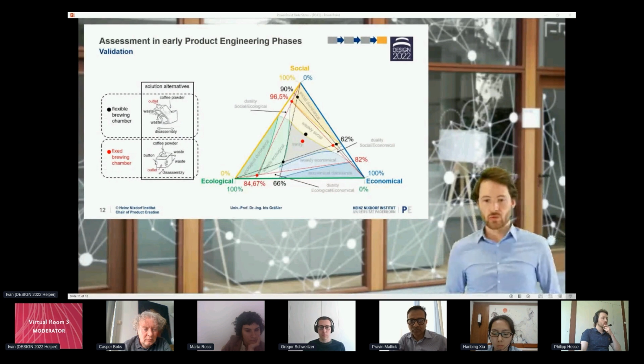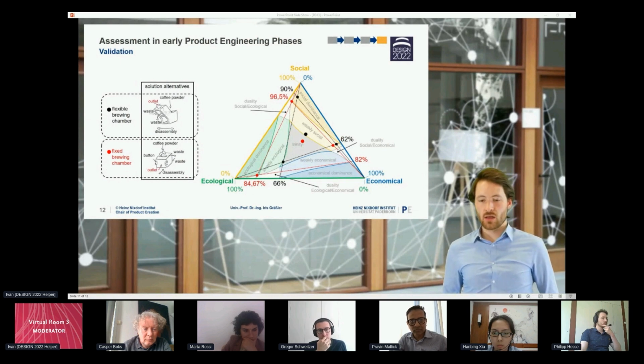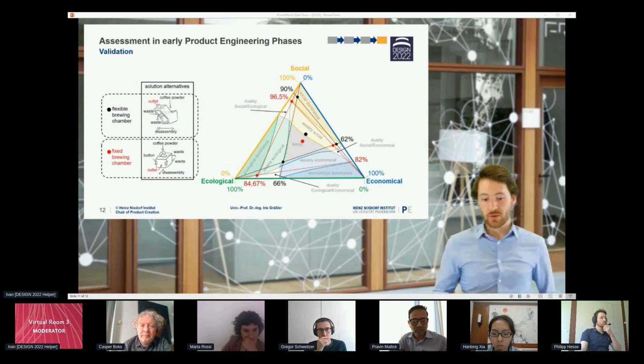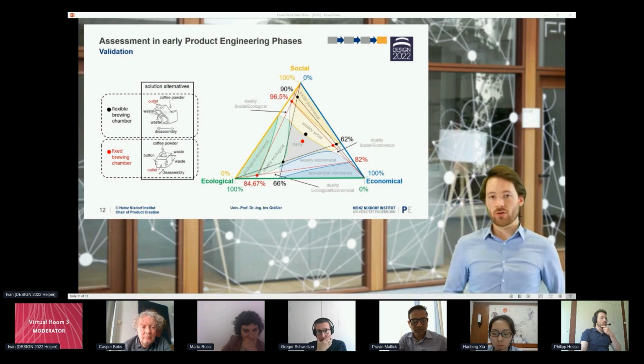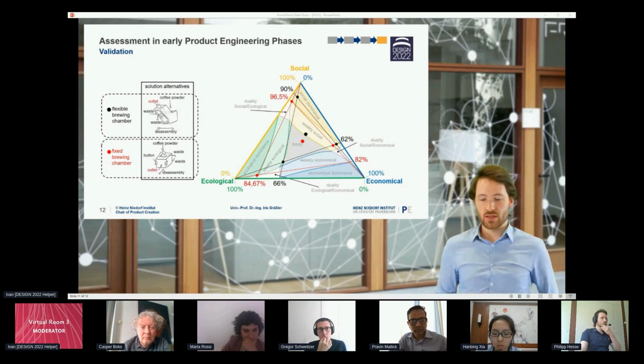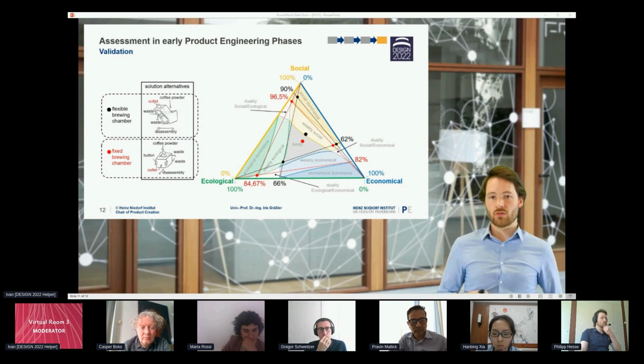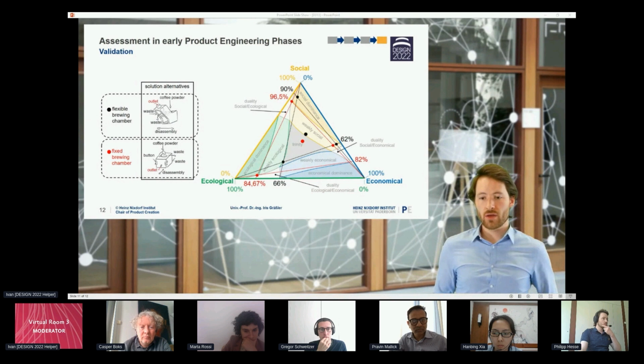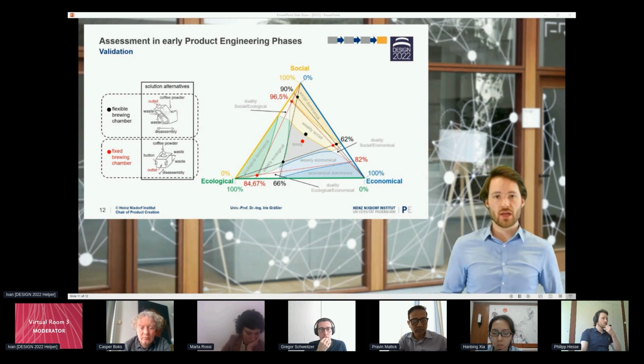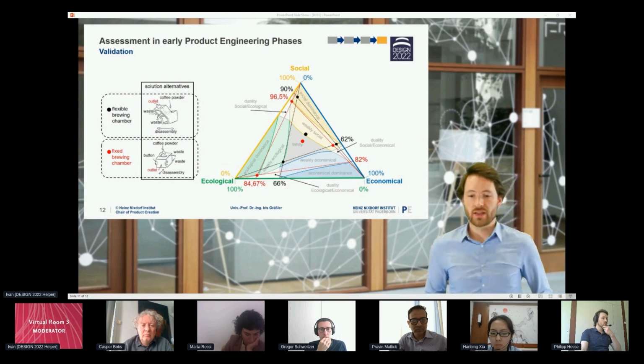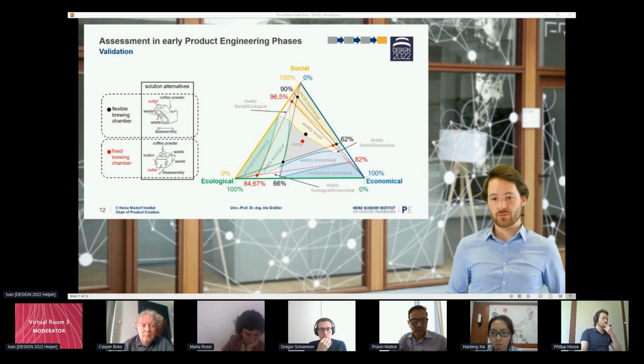So the brewing unit with the fixed chamber is, in that context, better than with a flexible brewing chamber, if the company wants to address all dimensions with nearly the same value. So the company can decide in which area they want their solution alternatives, and by that they can identify the relevant solution alternative.